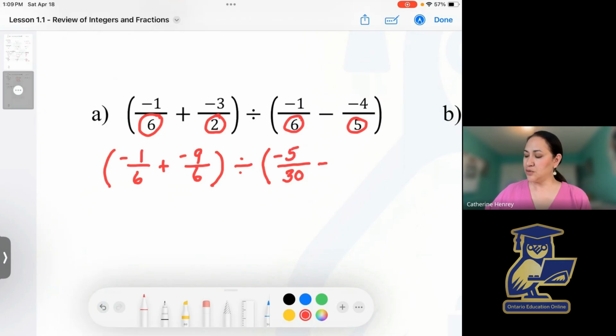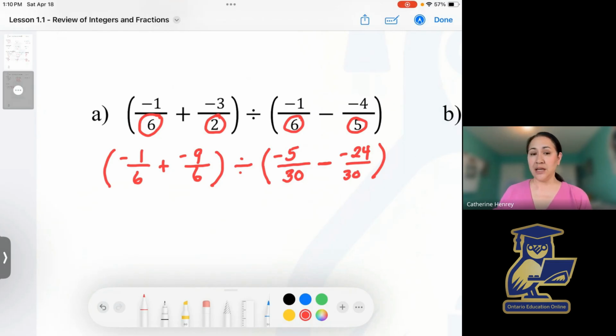And then we're going to subtract. But in order to get our denominator of 30 from 6, we have to multiply by 6. And so negative 4 multiplied by 6 is going to give me negative 24 over the denominator of 30. And I'll keep that in brackets.